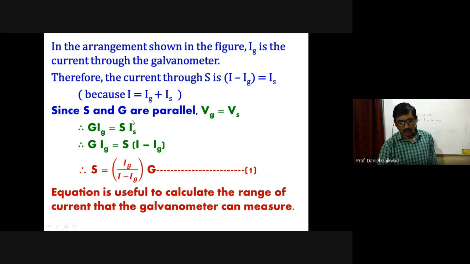If we take the reference equation Is equal to I minus Ig, then Is is replaced as I minus Ig, and writing the equation for S, we obtain Ig divided by I minus Ig, into G. This is the required equation of the shunt resistance, or parallel resistance, for having the range I, in which Ig remains fixed and G also remains fixed. That is equation number one.